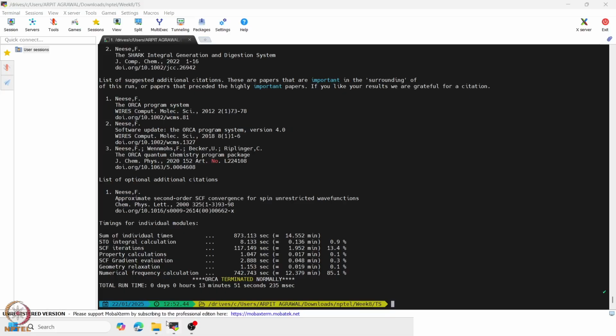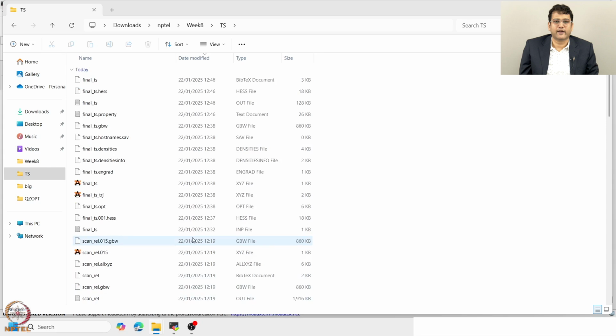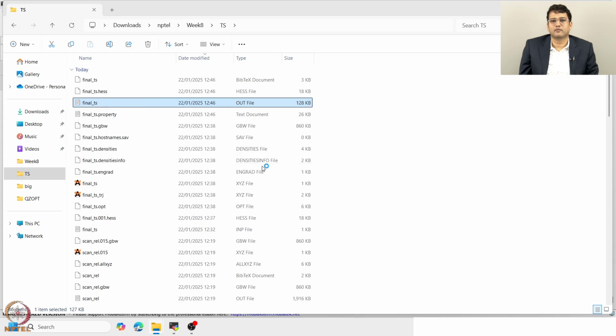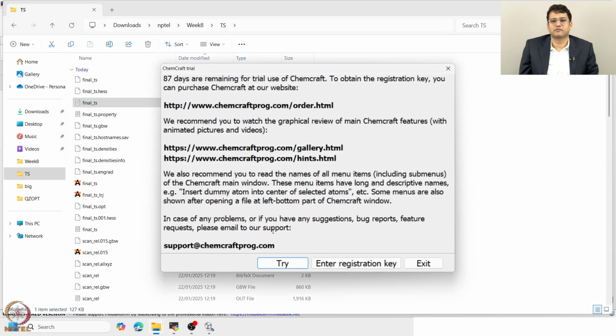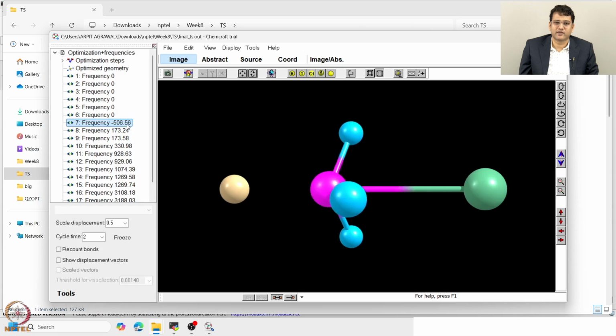So, my calculation is done now. Okay, let us first open the output file with ChemCraft. So, here you can see one imaginary frequency, it comes with a negative sign. We have discussed before, we should not call it a negative frequency, it is an imaginary frequency.